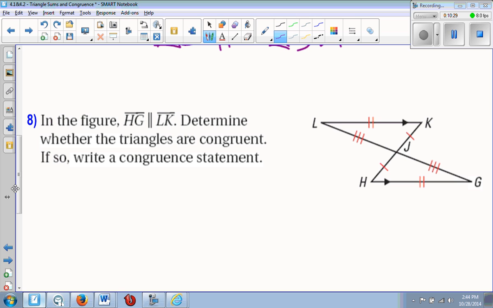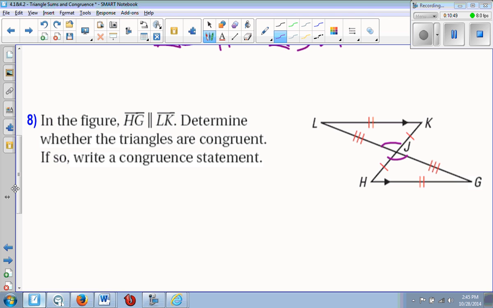So if you look at the picture, you notice that all 3 pairs of sides are congruent. So what we have to do, and our responsibility, is to show that all 3 pairs of angles are congruent. So we're going to mark them off, and I'm going to show you why each set is congruent. The most obvious pair in your picture are the vertical angles here in the center.